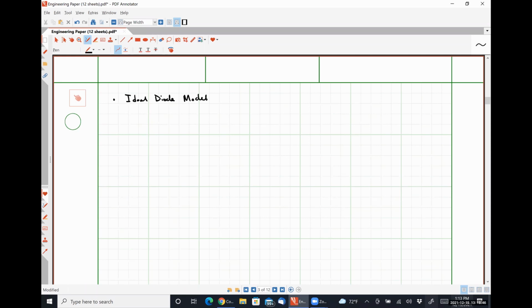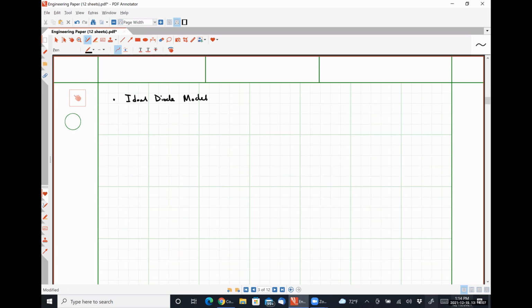So the ideal diode model treats a diode as if it is a unilateral valve for current in a circuit. Meaning that if the diode is forward biased, it just lets whatever current needs to flow through flow. And if it's reverse biased, no current flows through.